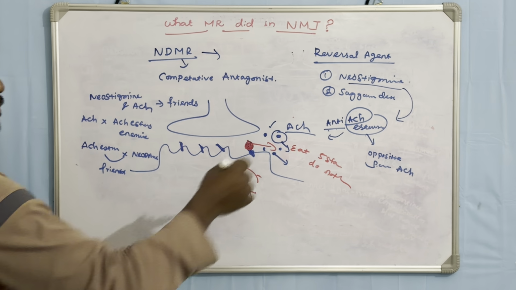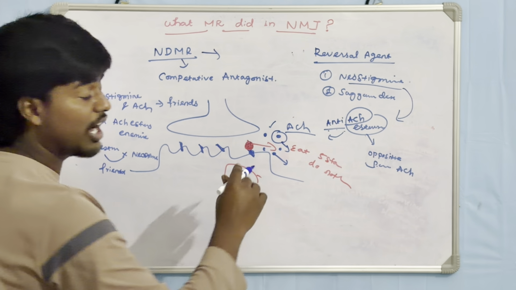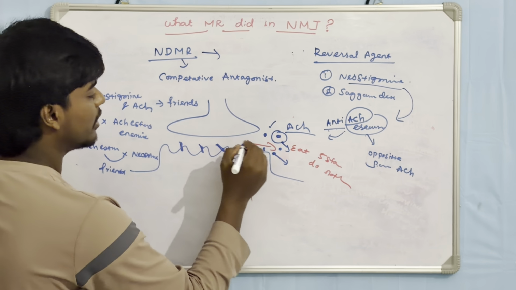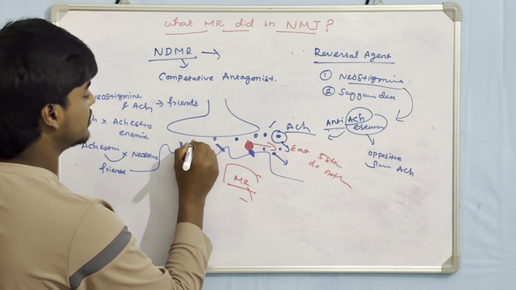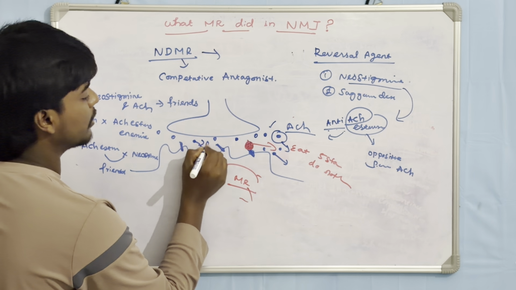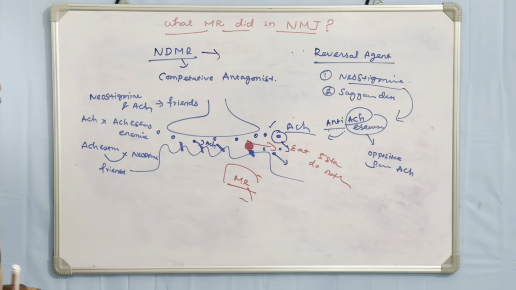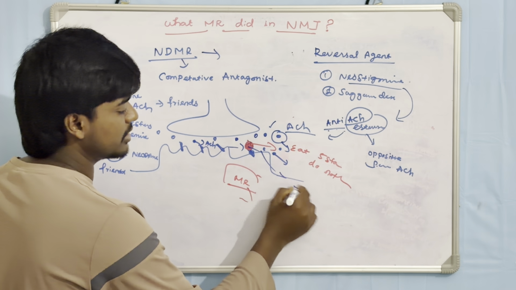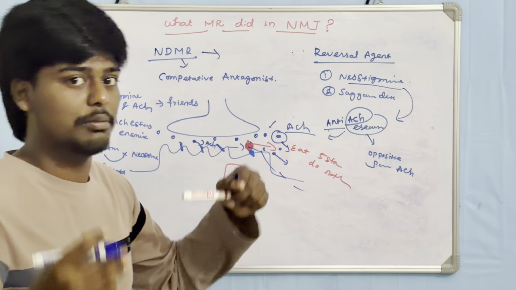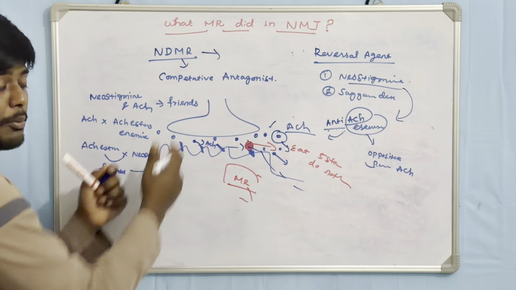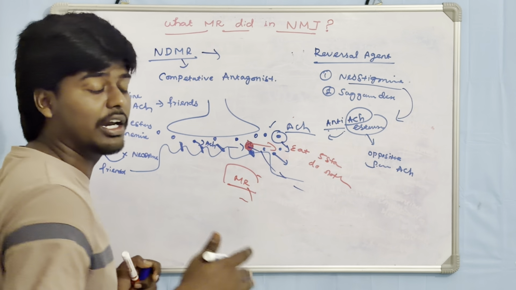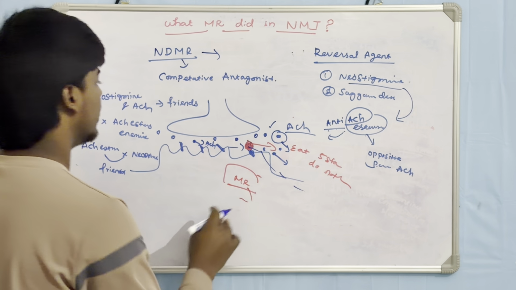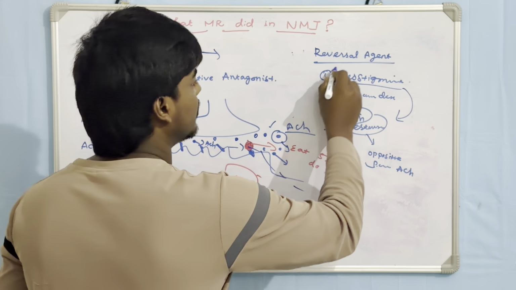Due to the anti-acetylcholinesterase, the availability of acetylcholine is increased. Due to the increase of acetylcholine, it removes the non-depolarizing muscle relaxants and normal physiology happens. The acetylcholine enters, depolarization occurs, and then muscle contraction happens. So the reversal happens. That is the mechanism of action of neostigmine.